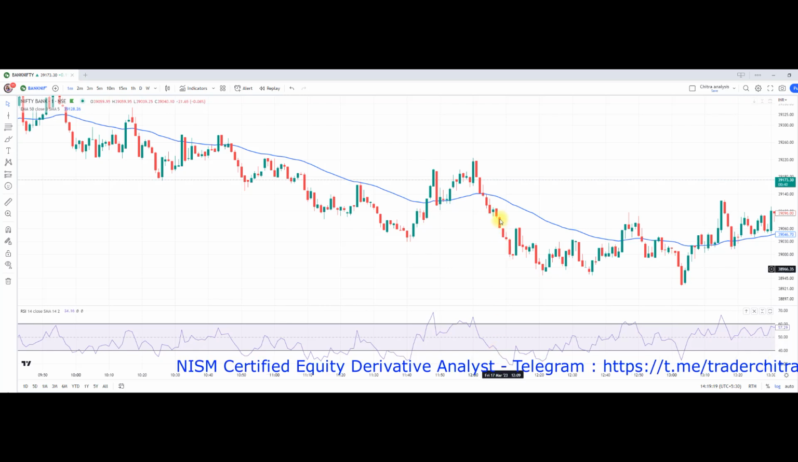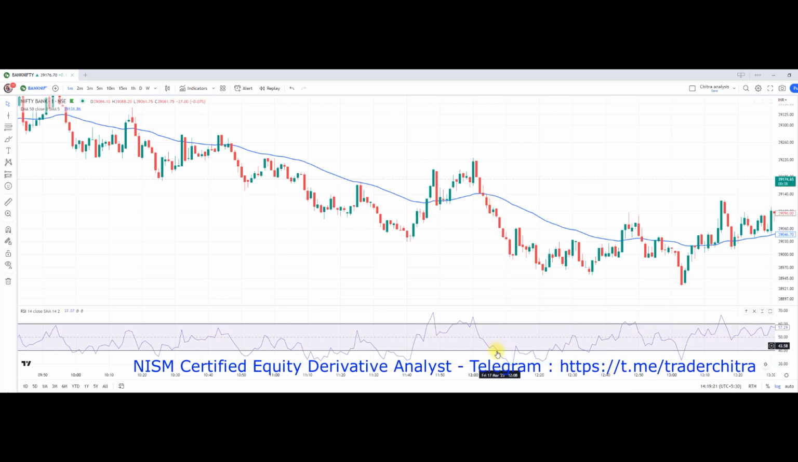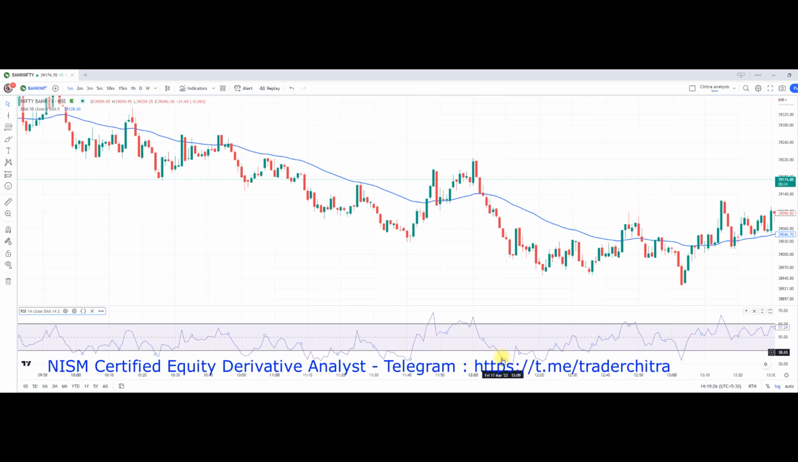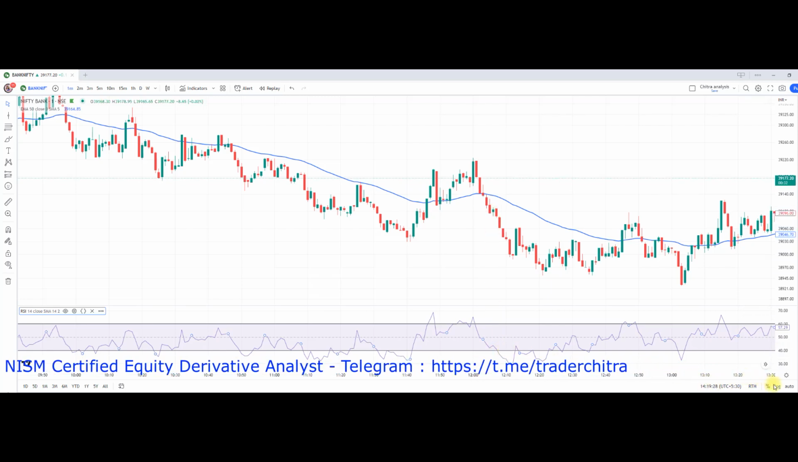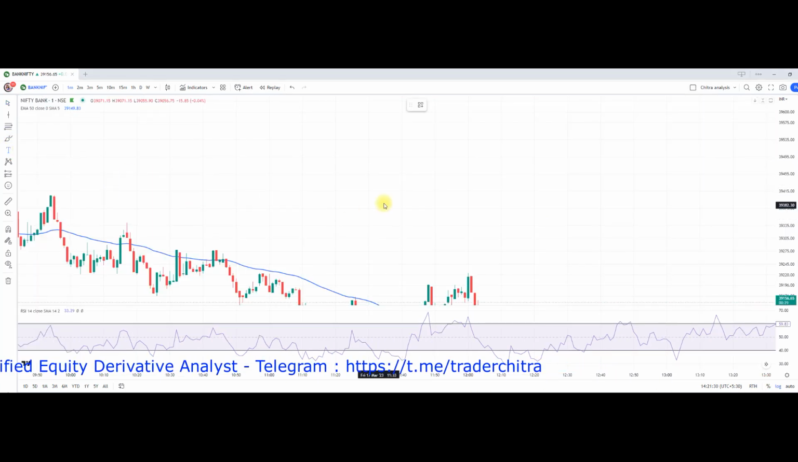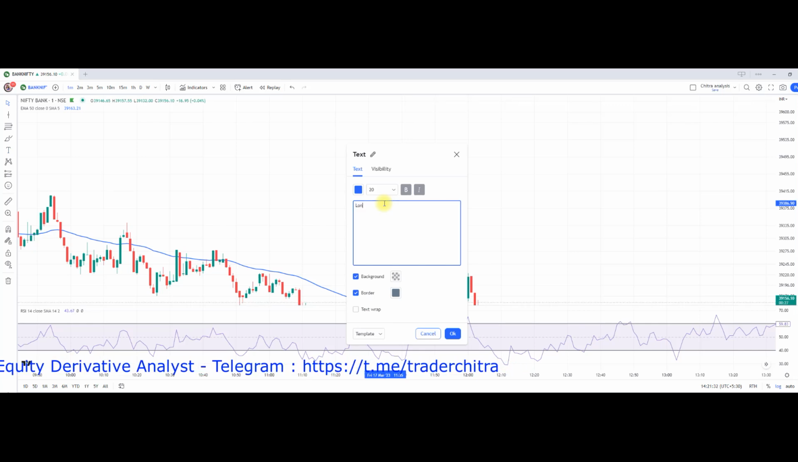Here you can see that the price is below 50 EMA, and the RSI is also below 40, so one can look for a short entry here. I will write down the conditions for entering into the long and short trade. So here, long trade. The price is above 50 EMA, also RSI above 40, sorry, above 60. So these are the conditions for the long trade.